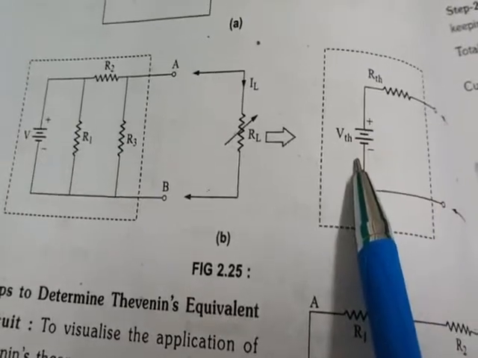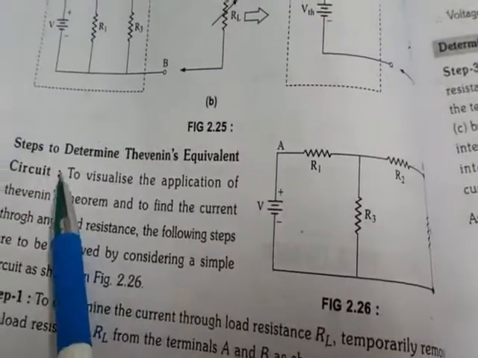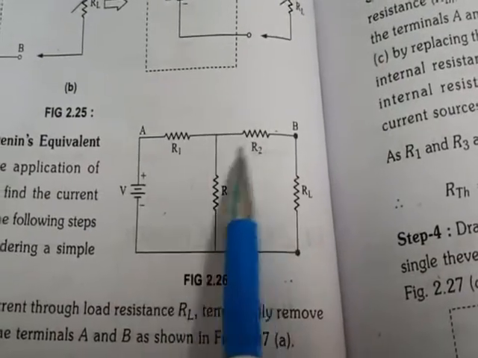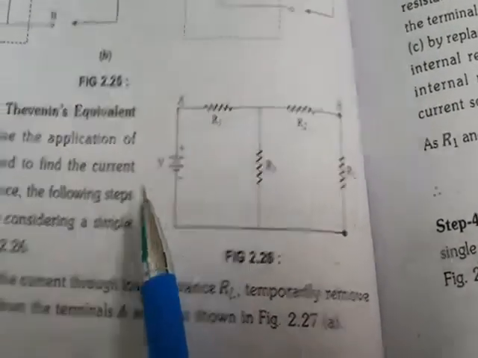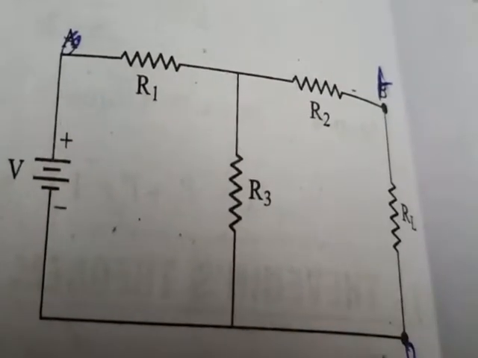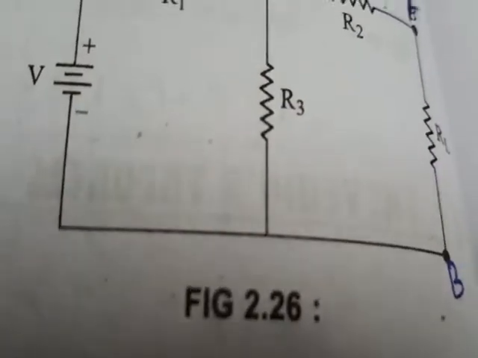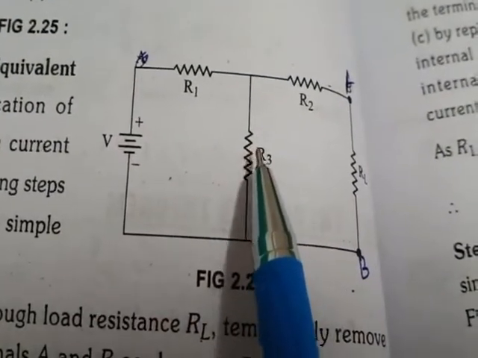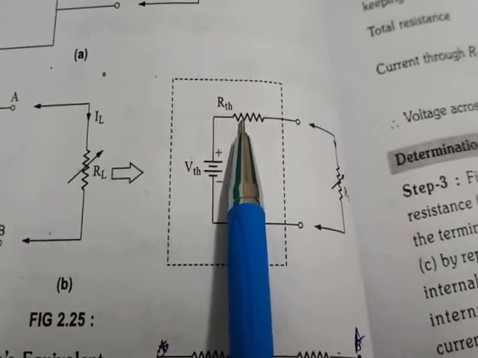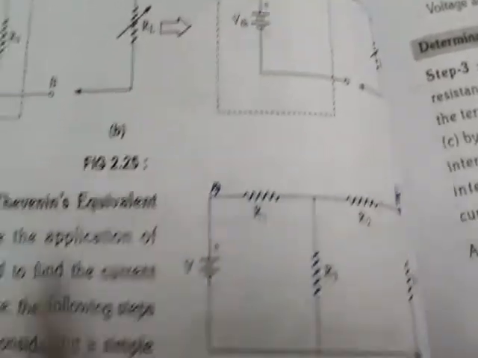For that we need to follow a few steps. Let us see how to solve the circuit step by step. In order to determine the Thevenin's equivalent circuit, let us take the following circuit having resistances R1, R2, R3 and voltage V, and these are the two terminals A and B where load resistance RL is connected. So RL is the load resistance connected between A and B. For this circuit we need to apply Thevenin's theorem, and we have to find its equivalent circuit having V Thevenin connected in series with resistance R Thevenin.